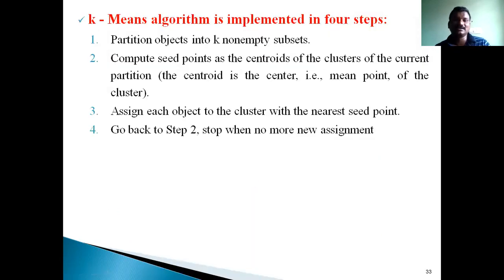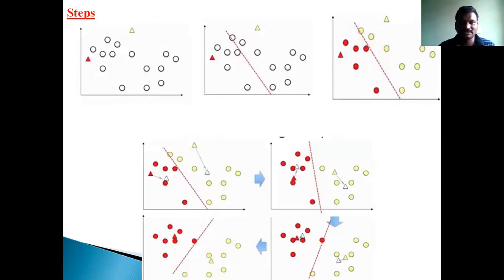Here is the algorithm. What is the k-means algorithm? How can you do k-means clustering? The first step is to partition the objects into k non-empty sets. The first step is k partitioning, and then compute the seed point as the centroid. What is the seed point? The mean value. First you identify the number of clusters. Here in this case two clusters are there.